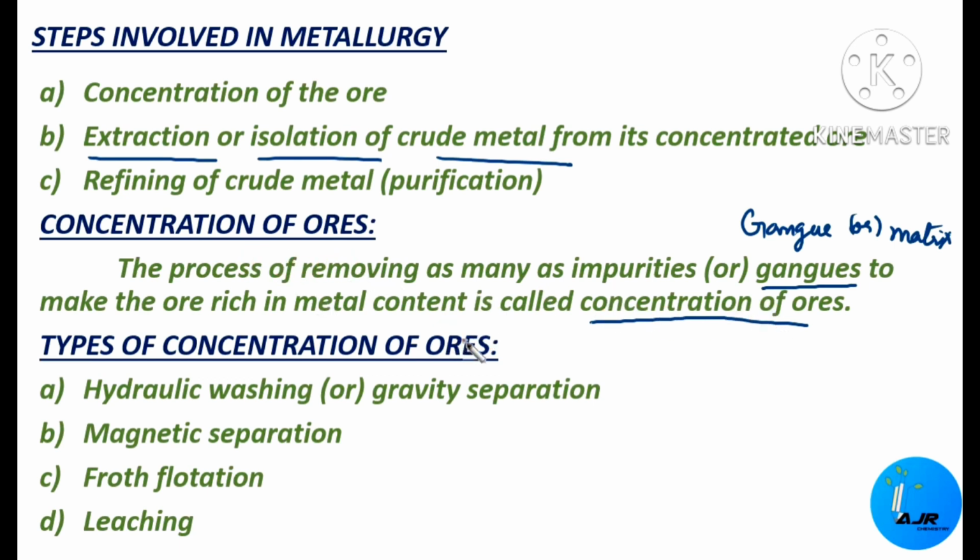Understood, students? Next we are going to see the types of concentration of ores. What are the different types? The hydraulic washing or gravity separation, which has another name, levitation. The next methodology is magnetic separation. The next one is froth flotation, and the last one is leaching. So these are the different techniques we take into consideration while doing concentration of ores.